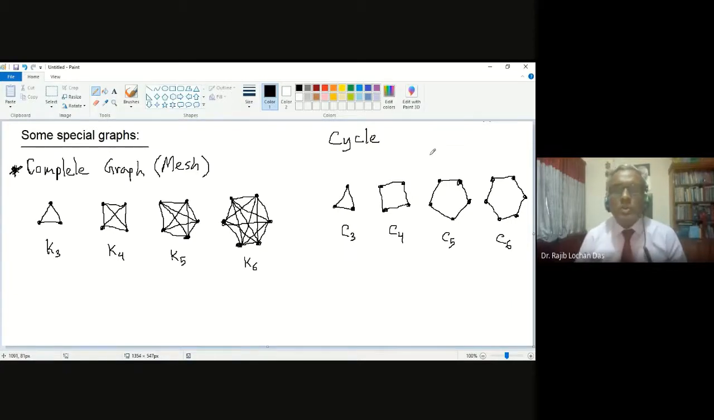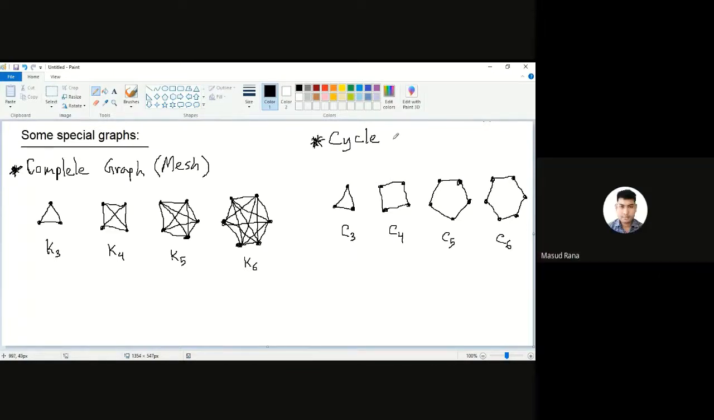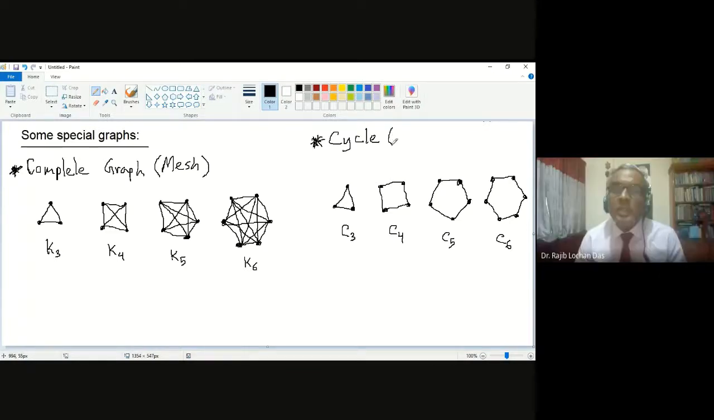So what do you call the cycle in computer topology? What is the name in computer topology for this? Sir, circle topology, ring topology, sir. Ring. It is not circle. In computer network topology, it is called ring. So this is another special type of graph. Let me give you another special type of graph.